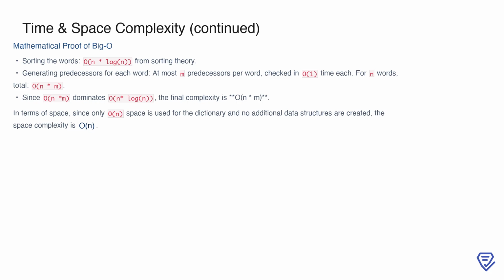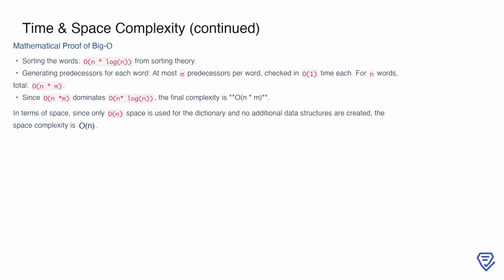Sorting the words by length is O(n*log n), as established by sorting theory. Generating predecessors for each word involves at most m predecessors per word, each checked in O(1) time. For n words, this totals O(n*m). Since O(n*m) dominates O(n*log n), the final time complexity is O(n*m).